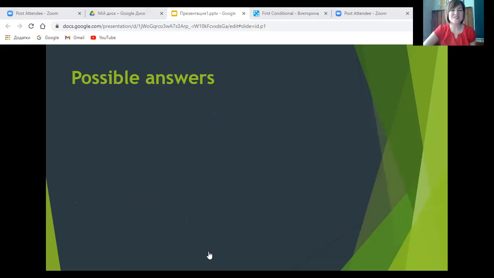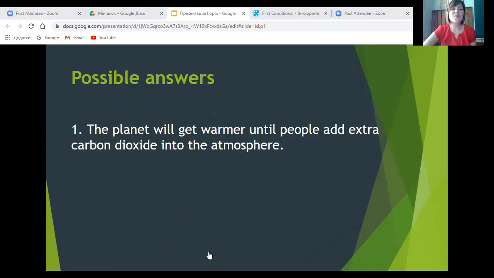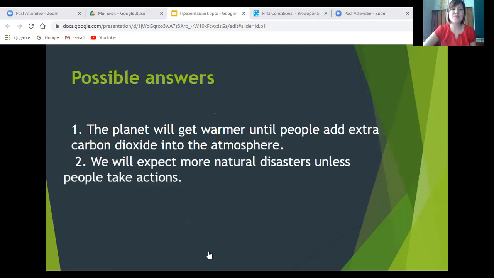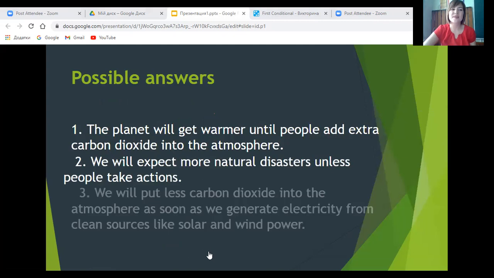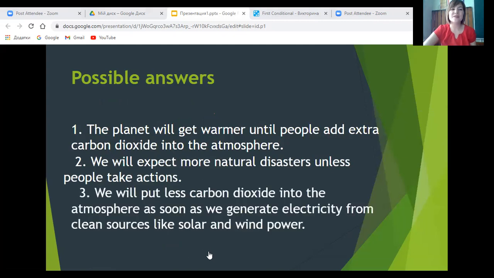Now let's check the answers. Actually, some variants are possible while completing the given sentences, so I offer you some of them. The planet will get warmer until people add extra carbon dioxide into the atmosphere. We will expect more natural disasters unless people take actions. We will put less carbon dioxide into the atmosphere as soon as we generate electricity from clean sources like solar and wind power.